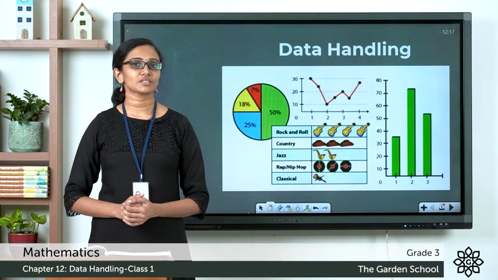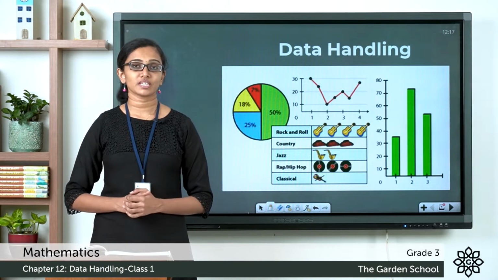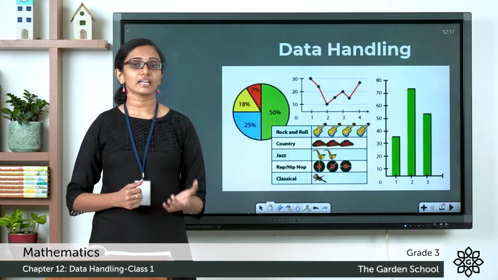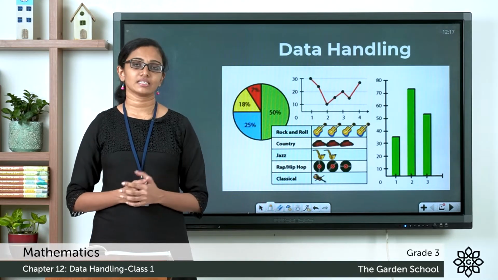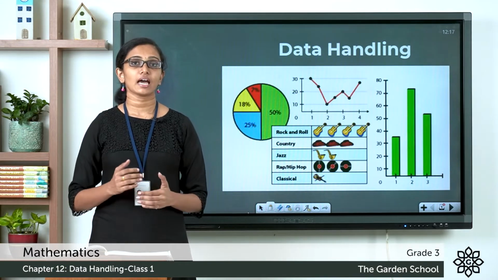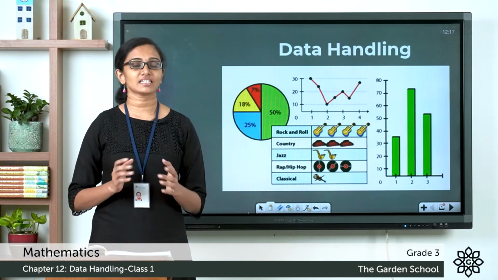Let's start a new chapter today, chapter 12, data handling. Before moving into the chapter, what do you mean by data? You can say a collection of information or facts can be called data. In this chapter, we are going to learn about the different methods of collecting data and representing that in various forms. This process is called data handling.